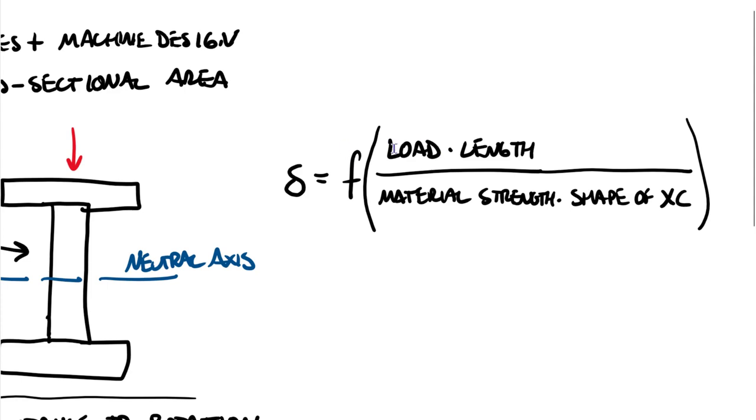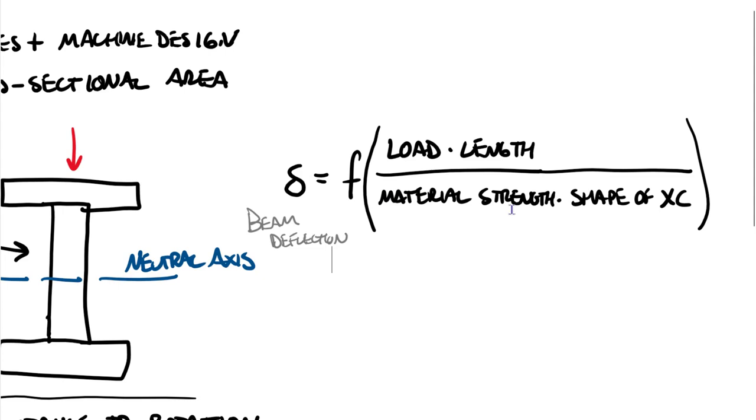So the greater the load, the longer the length, the more deflection. So let me just put a label here. This is the beam deflection, or how much a beam would bend. Okay, so more load, more deflection, more length, more deflection.